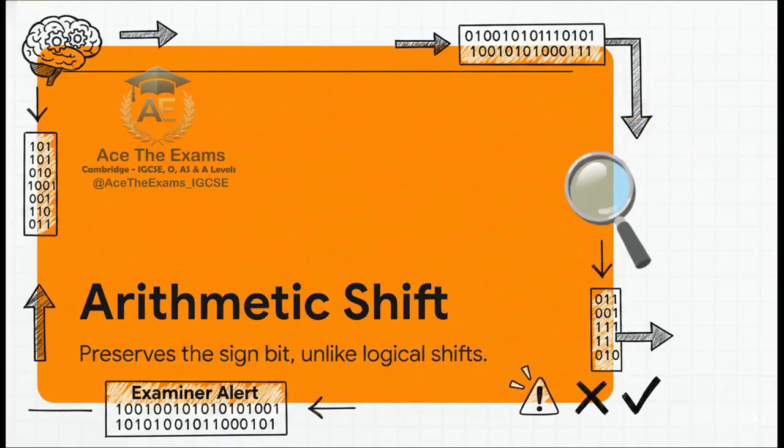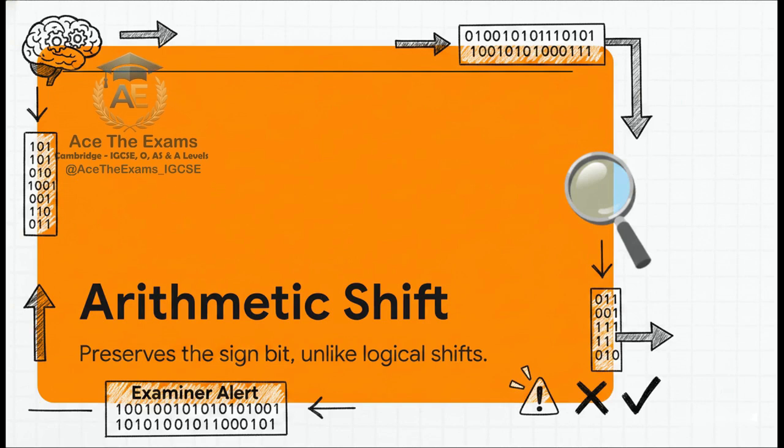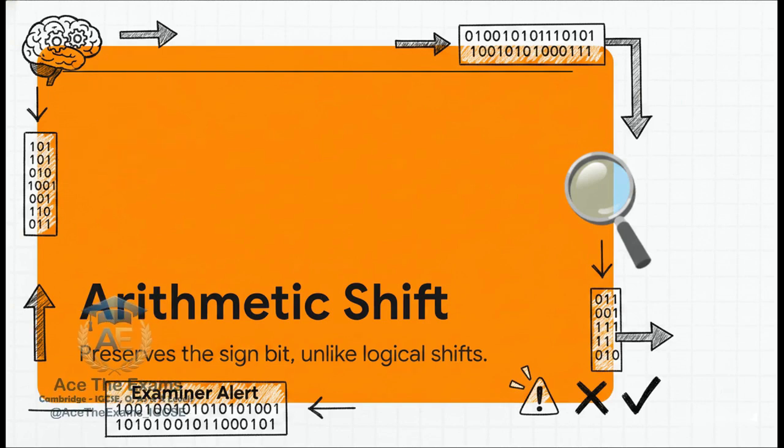That's the most significant bit in a 2's complement representation. Now here's a massive examiner alert straight from the principal examiner reports. Candidates consistently confuse these terms. You must clearly define your terminology before using it in extended responses.